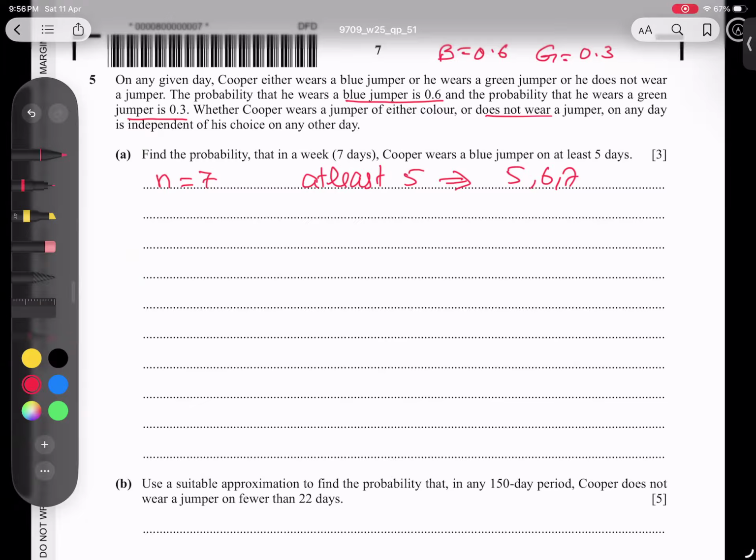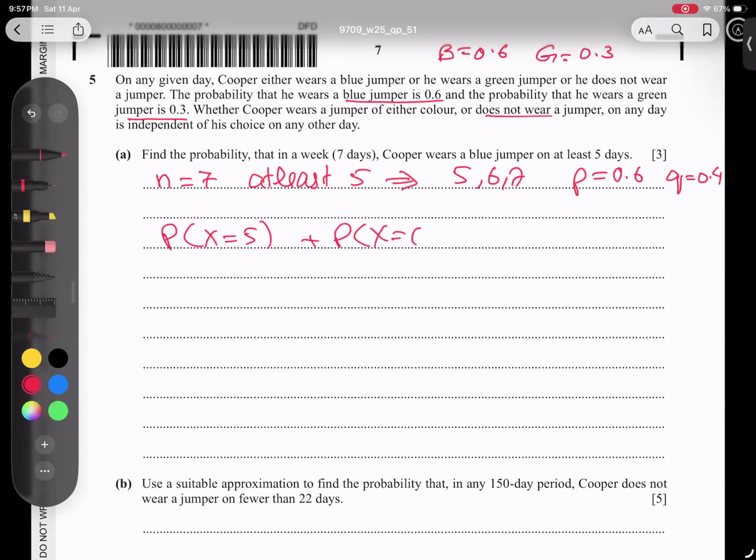But what is P here? We are looking for blue, so this is P. P is 0.6 and Q is naturally 1 minus 0.6, which is 0.4. So now I'm applying X equals 5, then X equals 6, and then X equals 7. The formula is very clear.